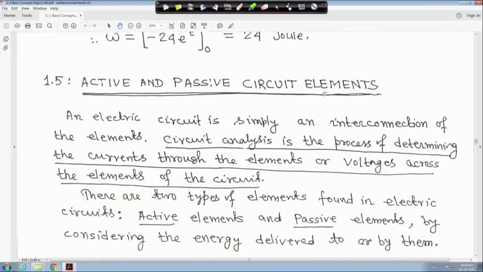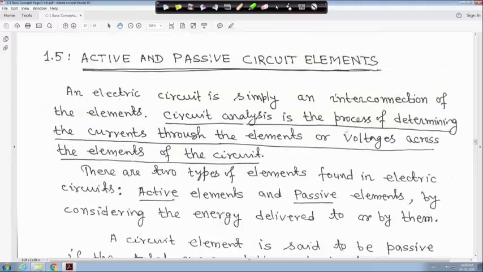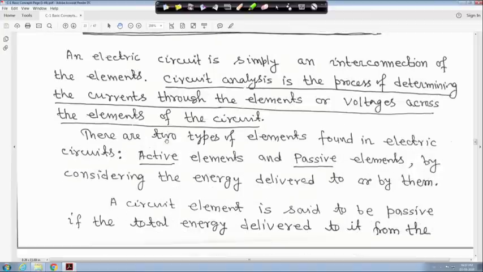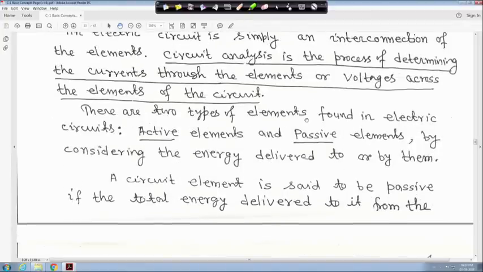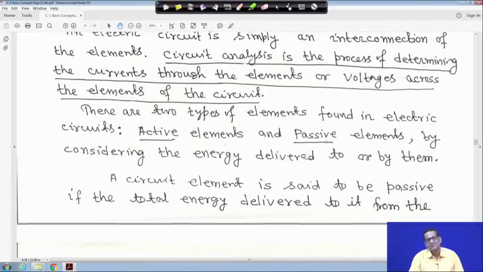Now, active and passive circuit elements. An electric circuit is simply an interconnection of elements, as we discussed earlier. Circuit analysis is the process of determining the currents through the elements or the voltages across the elements of the circuit. Either you have to find the current through any element or the voltage across it. That is our circuit analysis. Basically, there are two types of elements found in an electric circuit: one is active elements, another is passive elements.